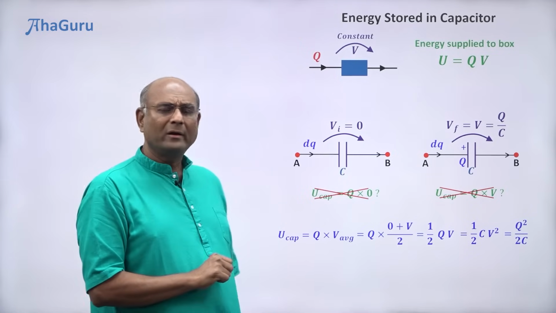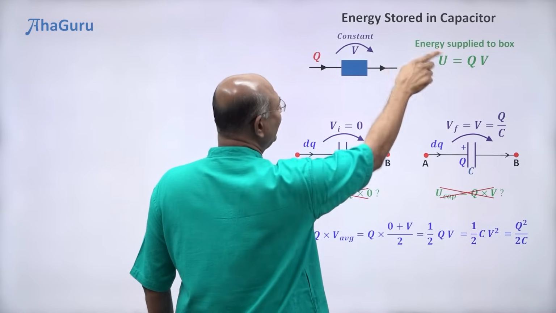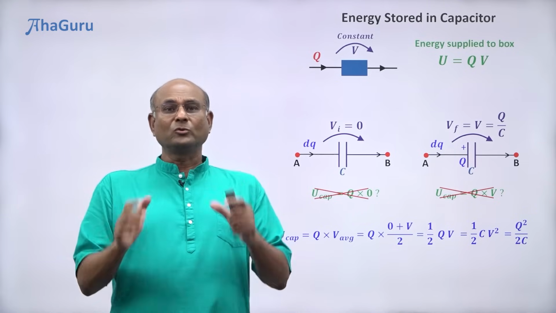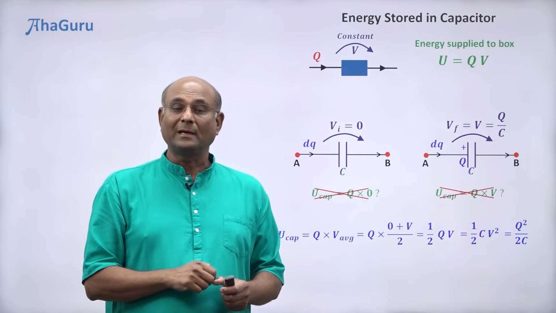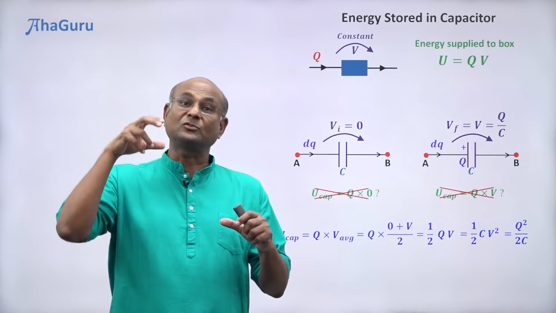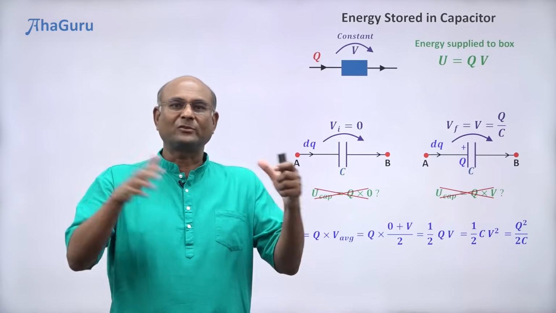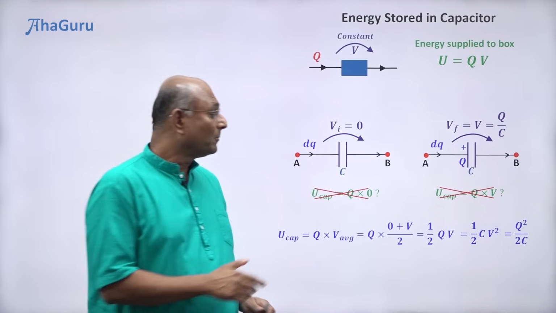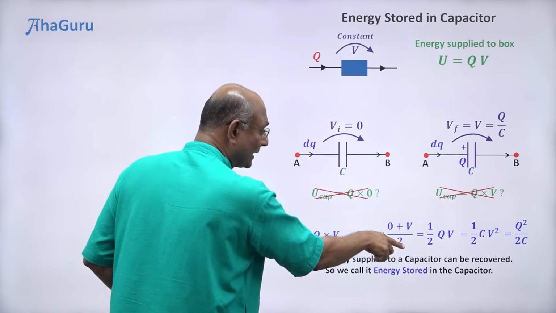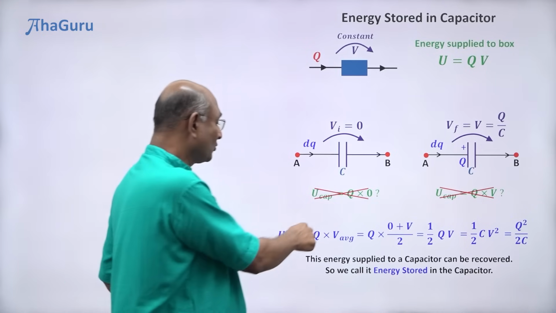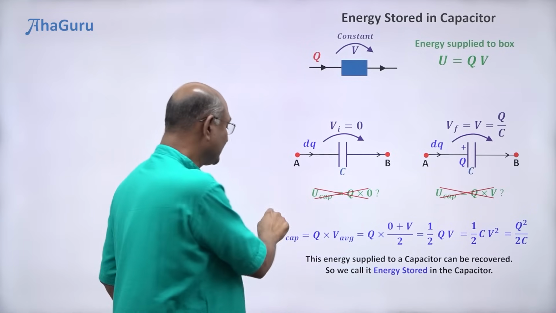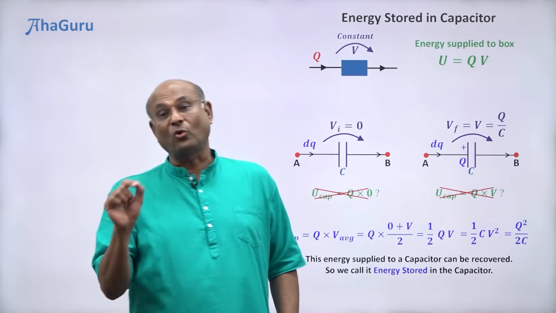Now we are talking about the energy supplied to this box. So here also this must mean energy supplied to the capacitor. Usually when we supply energy to a resistor, what happens? The resistor dissipates it as heat. So you can't really say that the energy is stored in the resistor because the resistor is actually sending it outwards as heat. But with a capacitor it's very different. The capacitor is not dissipating it. The energy supplied to a capacitor can be recovered. So instead of saying it is dissipated, we say it is stored. So we call this U cap the energy stored in the capacitor.